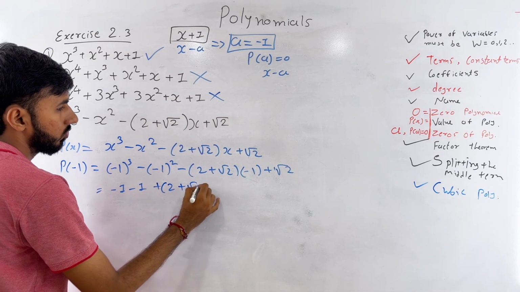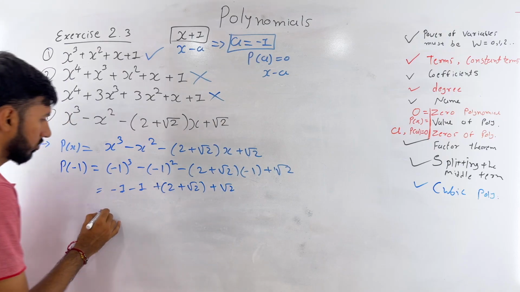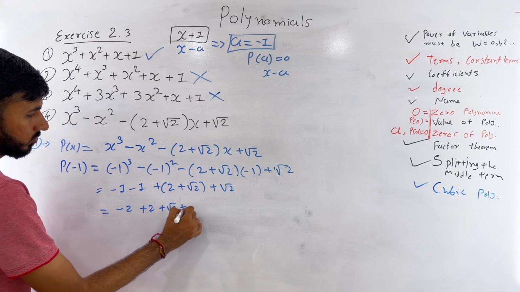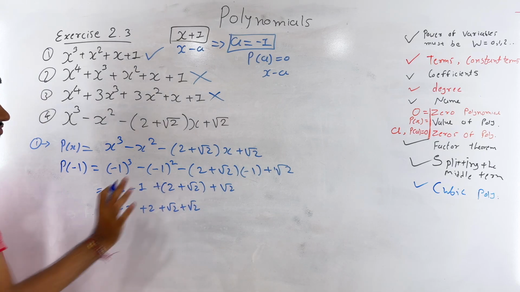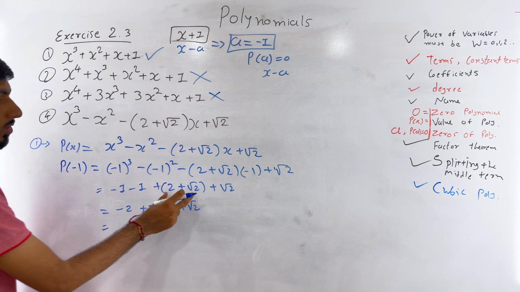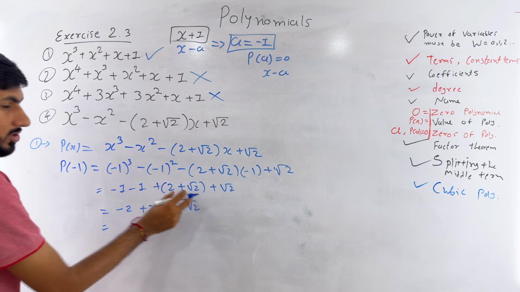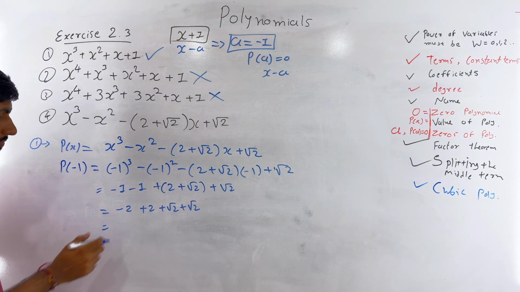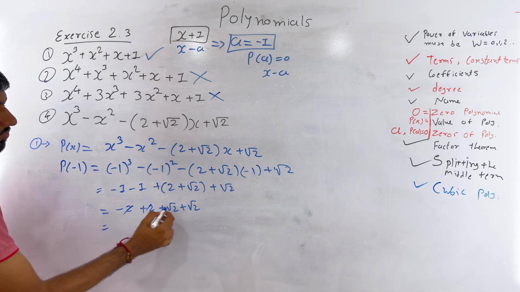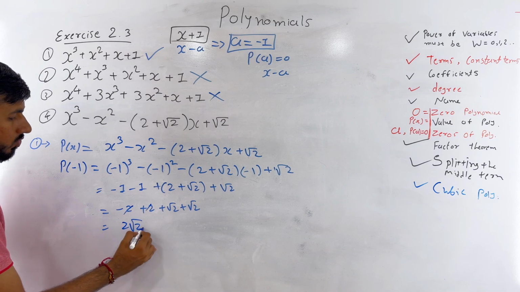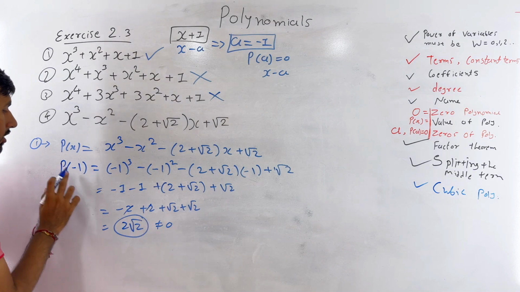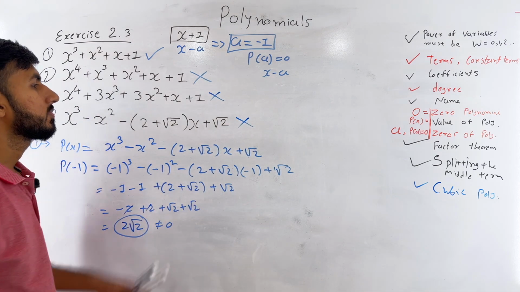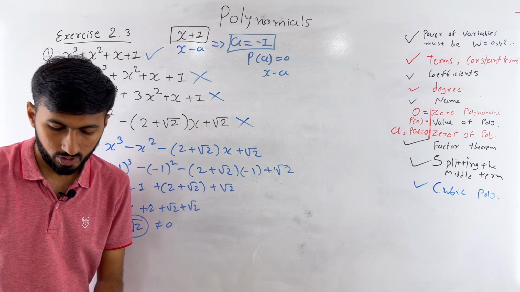2 plus root 2 plus root 2, right? So my final answer will be minus 2 plus 2 plus root 2 plus root 2, right? I have just opened the bracket. Here I have plus sign, so there will be no change in this bracket, right? But if there is minus sign here, so I have to change the sign of both terms. So minus 2 plus 2 will be cut, and I have 2 root 2. So again I get p of minus 1 not equal to 0. So for this polynomial x plus 1 is not a factor of this polynomial, right?